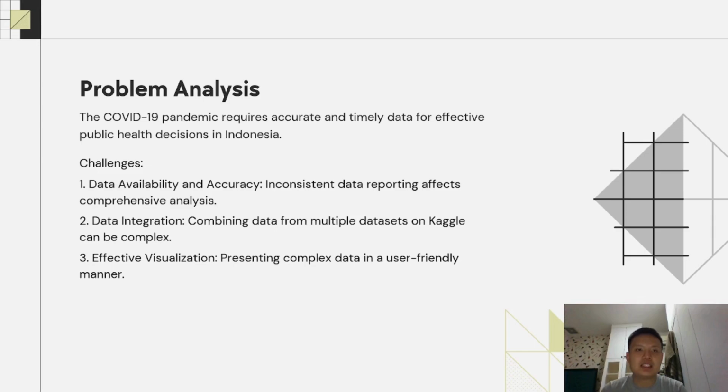The problem analysis. The COVID-19 pandemic requires accurate and timely data for effective public health decisions in Indonesia. Challenges: first, data availability and accuracy. Inconsistent data reporting affects comprehensive analysis. Secondly, data integration. Combining data from multiple datasets on Kaggle can be complex. Third, effective visualization, presenting complex data in a user-friendly manner.